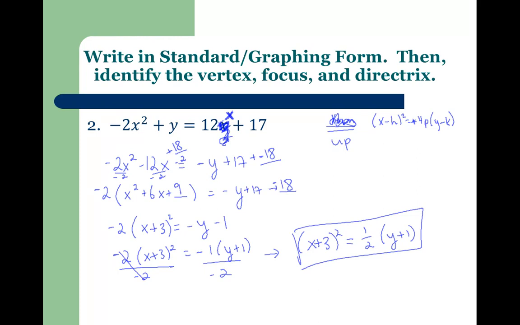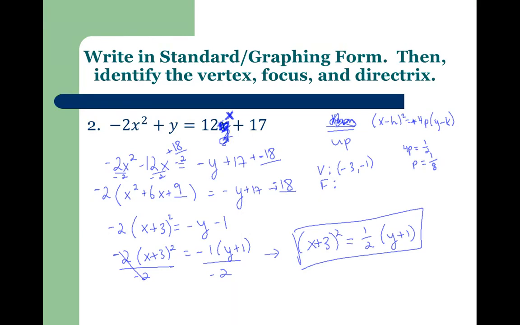So the vertex of this is going to be negative 3, negative 1. The focus, I know I'm going to be going up to get to the focus and down to get to the directrix. So I have 4p equals 1/2. So p is going to equal, if I divide by 4, 1/8, right? 1/2 divided by 4. It's like you're splitting up a half into 4 parts. They're each going to be an eighth, right? Or it's like you're multiplying by 1/4. Dividing by 4 is like multiplying by 1/4.